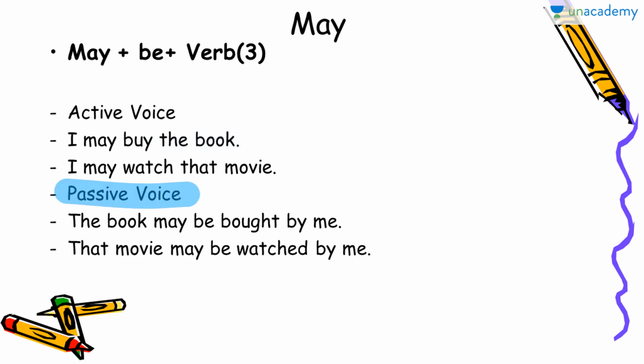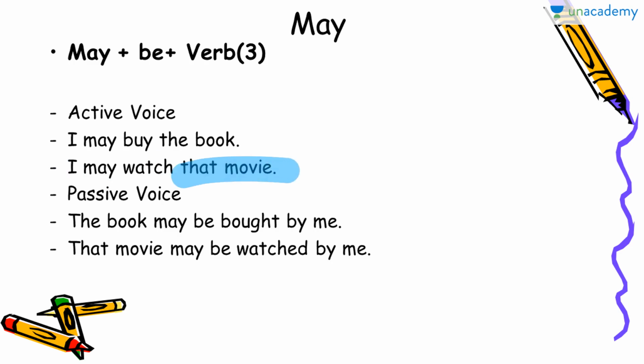Now in passive voice, if I need to change this object, the book will come in starting. May will remain at its place. We will add be. Then bought, which is third form of buy, and who is doing this? I am doing this. So it will come in end and become by me. Another example in active voice is I may watch that movie. So what we see here is again I is in the starting, the one who is doing the action, and the movie is object on which the work of watching is done.